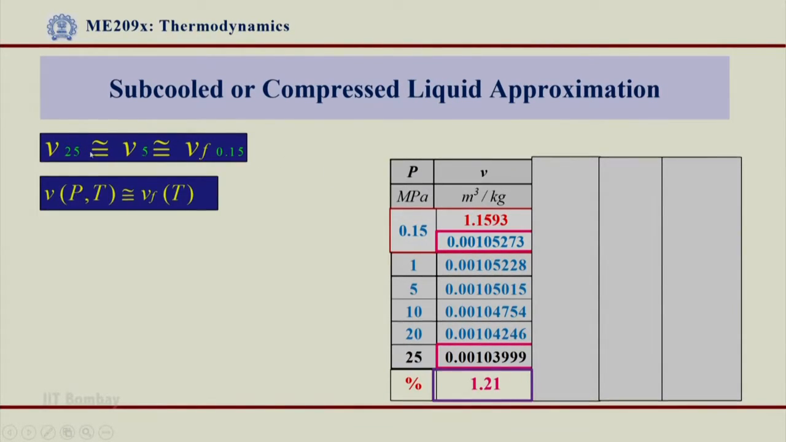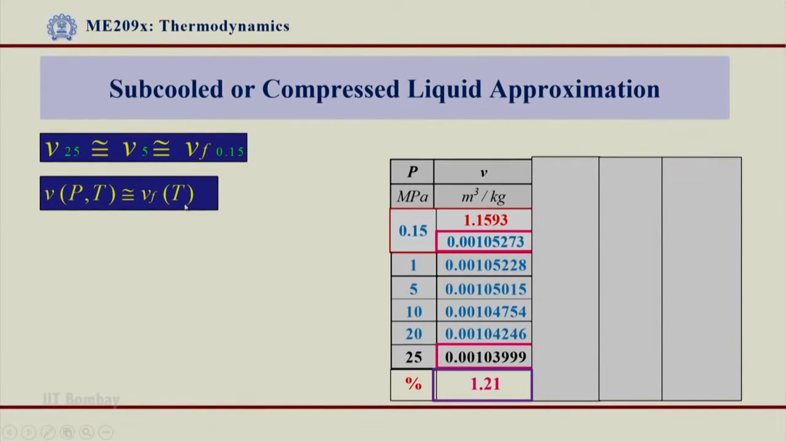We can conclude one more thing. Specific volume is a function of pressure and temperature, but in this subcooled or compressed liquid region, it is not a function of pressure. That is what we have seen here. Even if I went on compressing, I could not see a significant effect because of this compression process. That means the P parameter here is possibly missing, and I will say that in the subcooled or compressed liquid region, specific volume does not depend on pressure, it depends only on temperature.